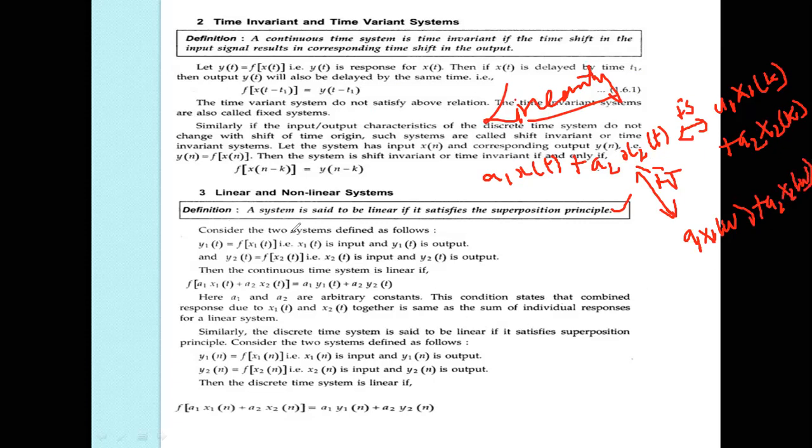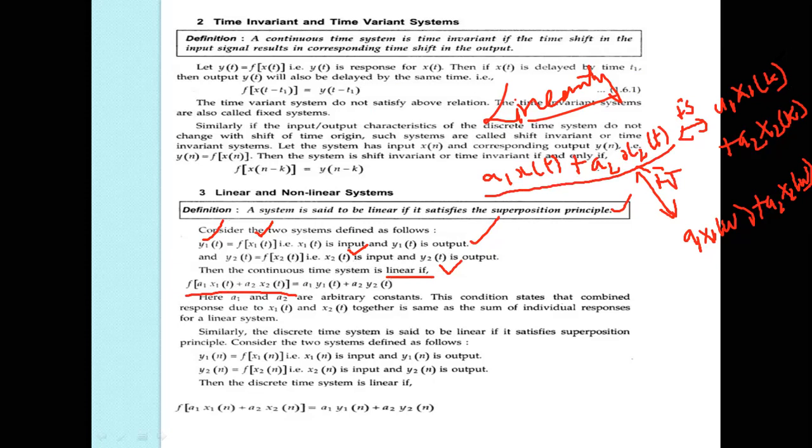Okay. Now consider the two systems defined as follows. y1 of t is equal to the function of x1 of t, where x1 of t is the input and y1 of t is the output. And y2 of t is equal to the function of x2 of t, where x2 of t is the input and y2 of t is the output. Then the continuous time system is linear if the function of the combination a1 x1 of t plus a2 x2 of t gives the output a1 y1 of t plus a2 y2 of t.